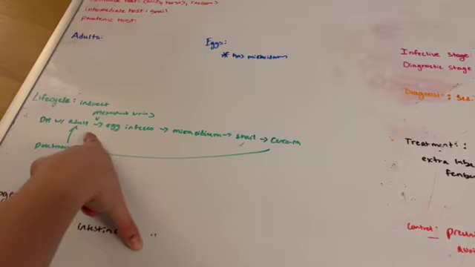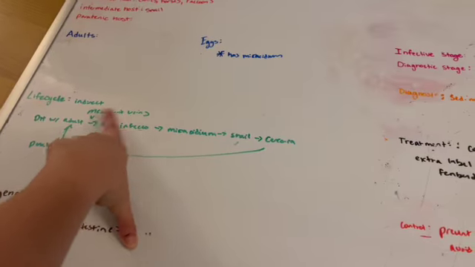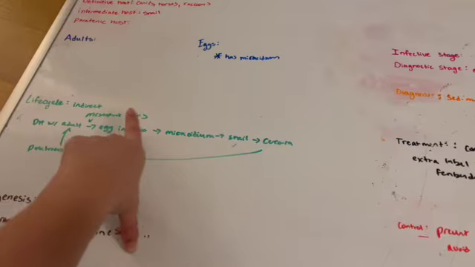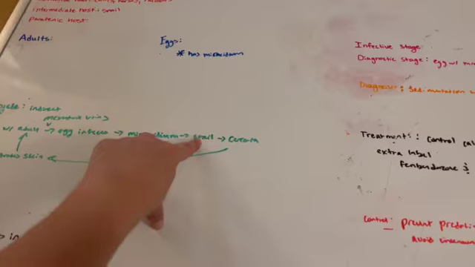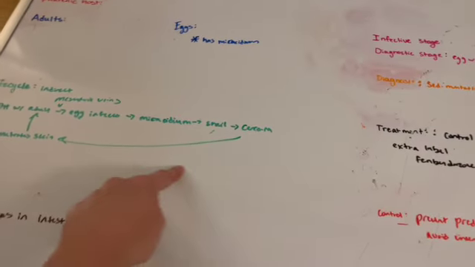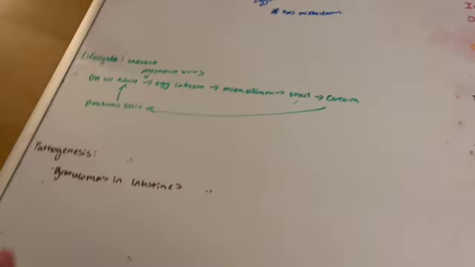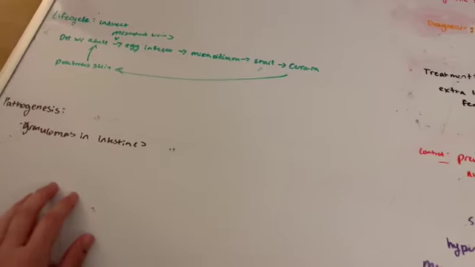The definitive host will have the adult, and they will travel in the mesenteric veins, so that's why there's liver issues that tend to happen with this. Pass eggs in feces, miracidium to the snail. Cercaria leaves and will penetrate the skin of the definitive host. Causes granulomas in the intestines.